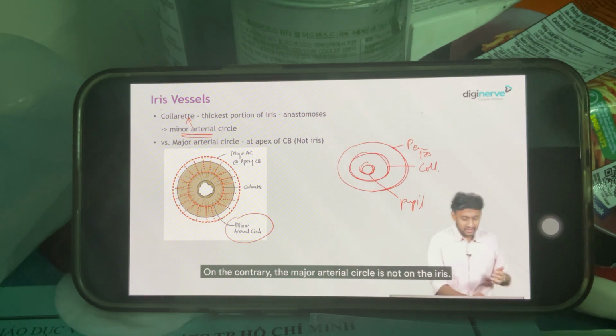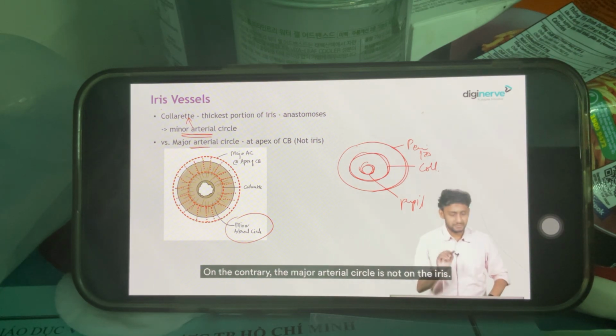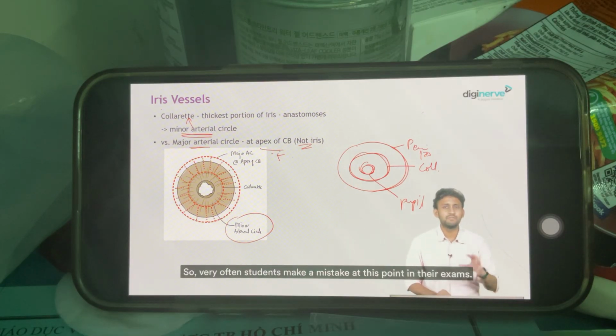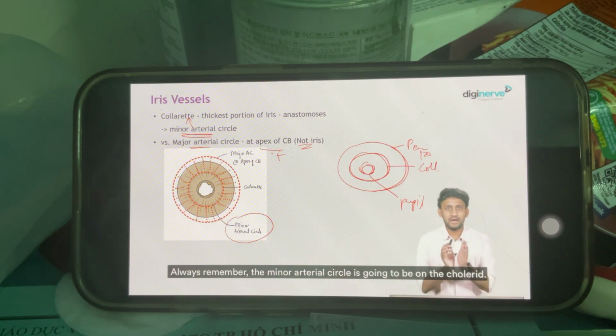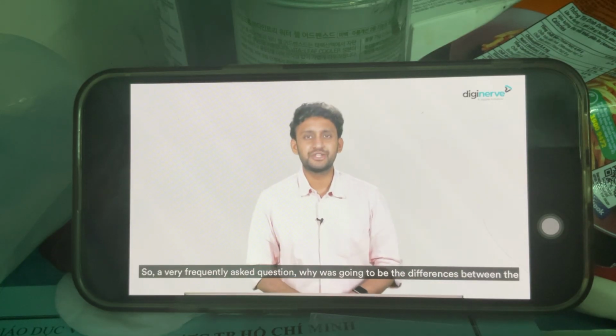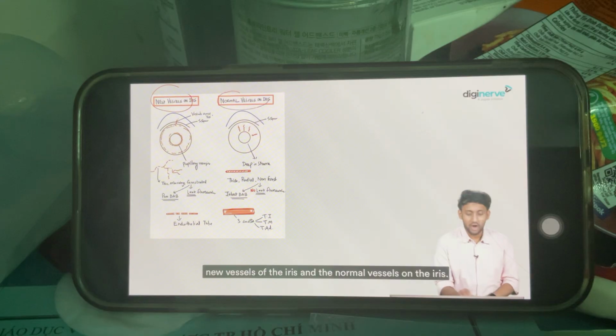On the contrary, the major arterial circle is not on the iris. Just because the name suggests it, it is not on the iris, but it's going to be at the apex of the ciliary body. So very often students make a mistake at this point in their exams. Always remember, the minor arterial circle is on the collarette. The major one is not on the iris, but on the apex of the ciliary body. So still outside here is the major arterial circle, as you can see here. A very frequently asked question is going to be the differences between the new vessels of the iris and the normal vessels on the iris.